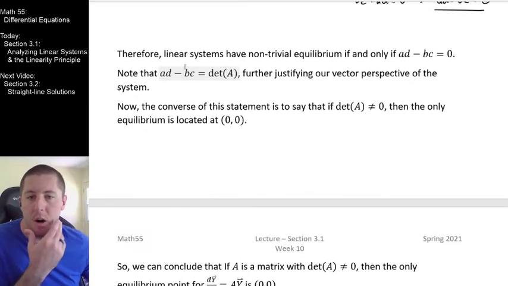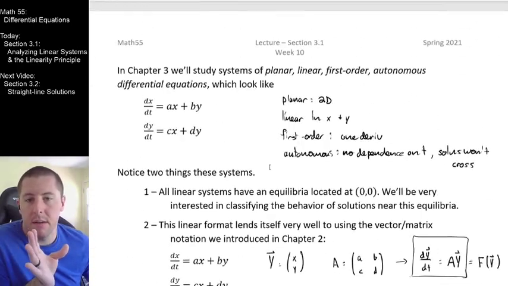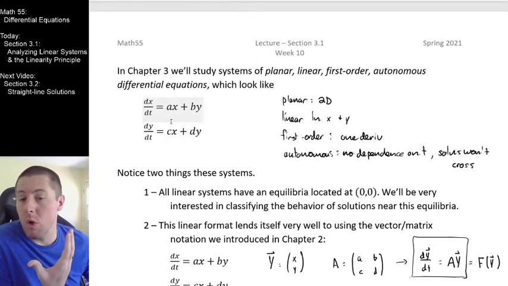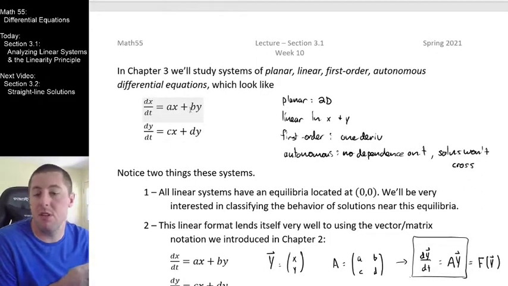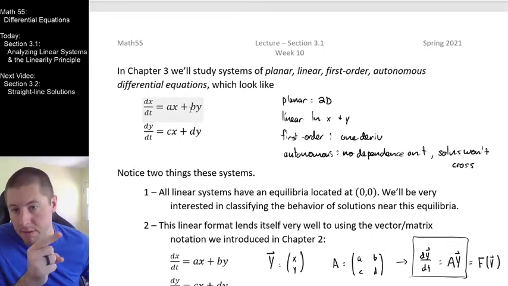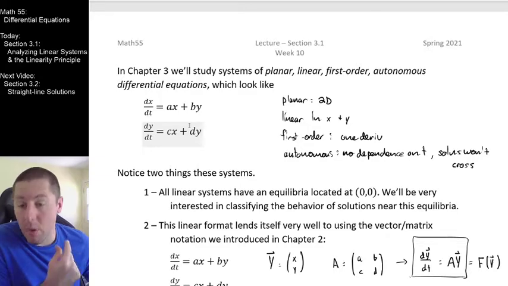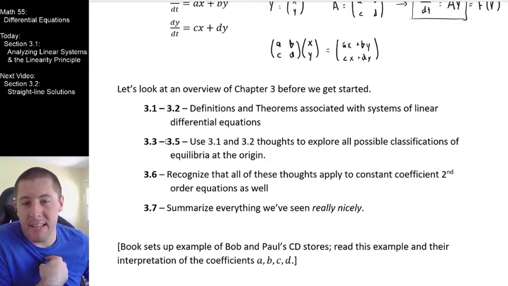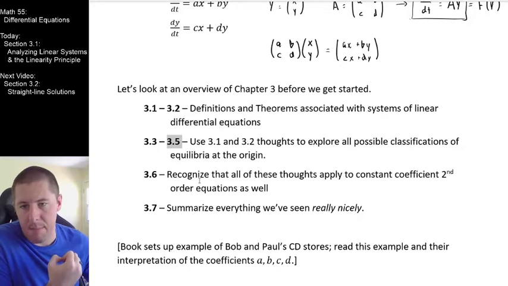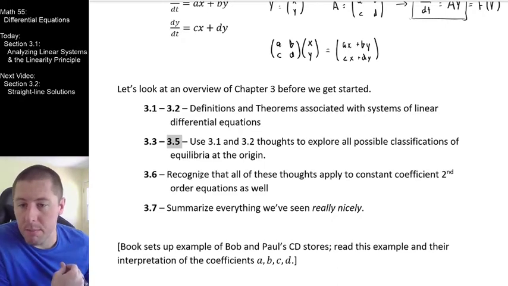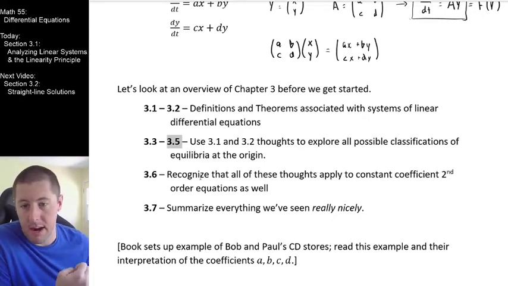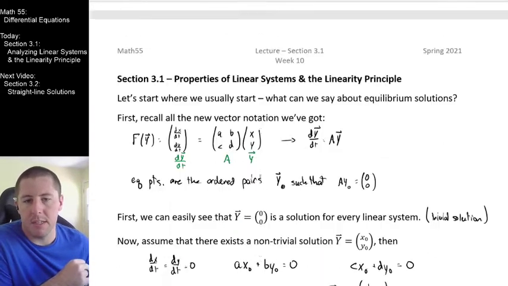So this is our first part of the analysis. For this particular case we're interested in for this whole chapter, these planar linear first order autonomous differential equations, we know to expect that all of them will have an equilibrium at 0, 0. We know how to detect if they have an equilibrium anywhere else, and I promise that section 3.5 is where we'll discuss the only scenarios in which we'll see anything else happen. So our focus for most of this chapter is to classify the equilibrium at the origin. That one sentence is the primary goal of chapter 3 for linear systems.